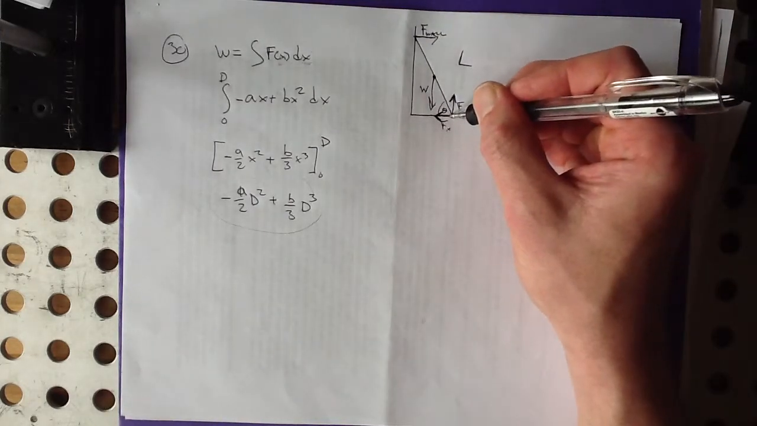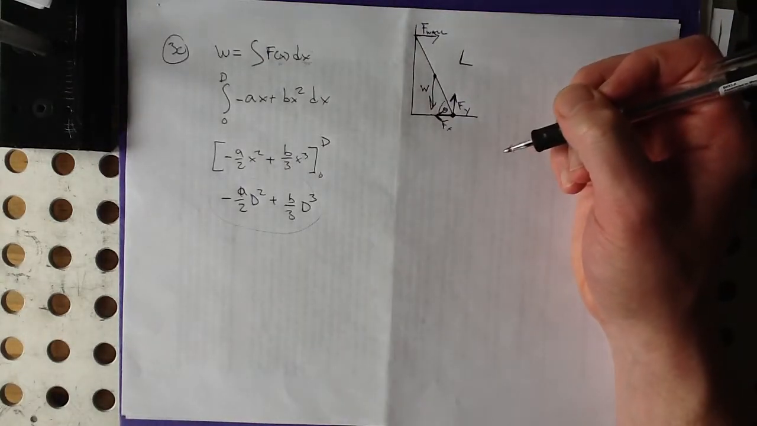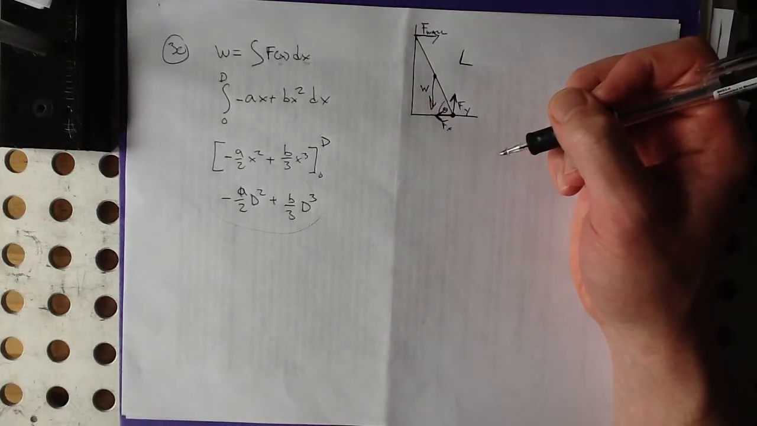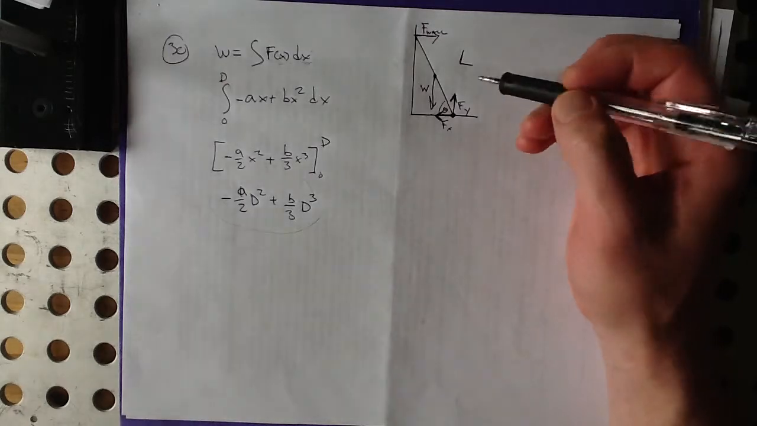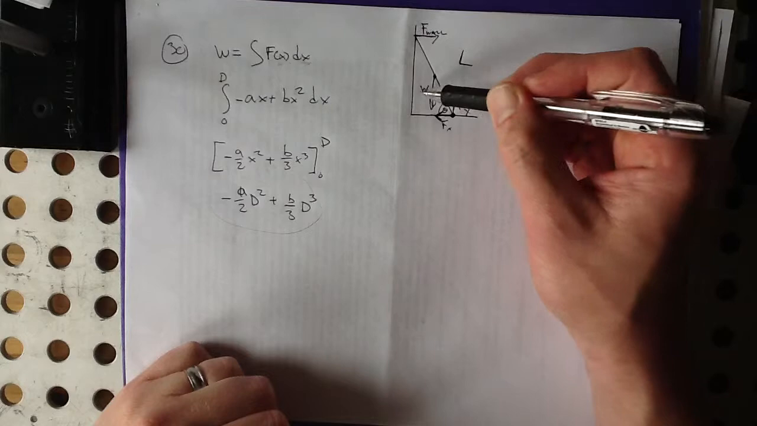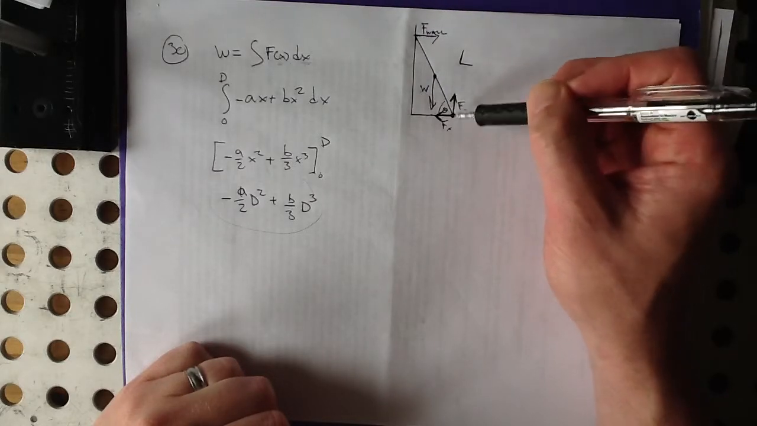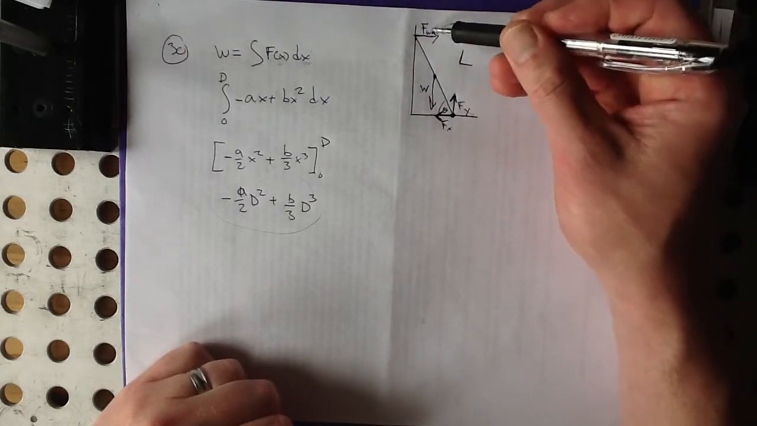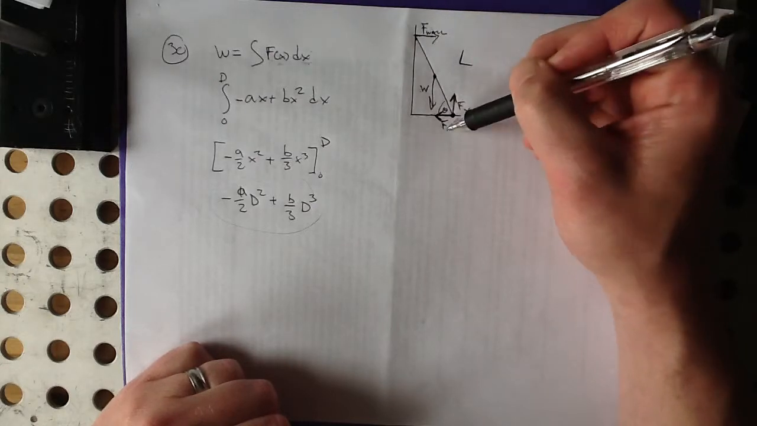So this will be my rotational point. And I know that the net torque and the net force on this must be 0. This must be equal to W, because net force is also 0, and those are the only two vertical components. And these must be equal to each other.